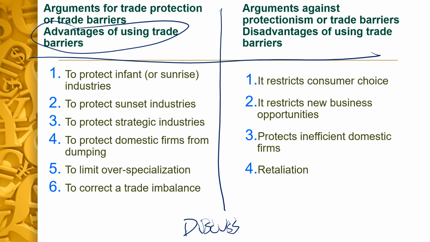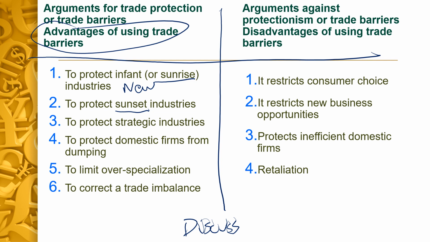The first one is to protect something known as infant or sunrise industries. This means I'm talking about new and slow firms that are hoping to grow. The second point is we want to protect something known as sunset industries, and those are the industries that are in a declining stage. So they would still employ many people, and closure of these firms in the industry will result in high regional unemployment. And definitely the government does not want that.